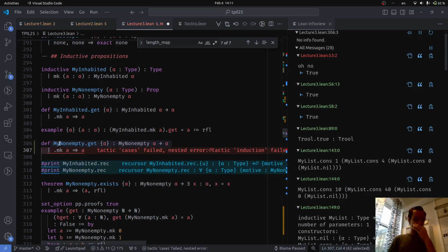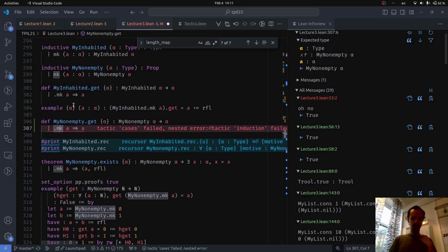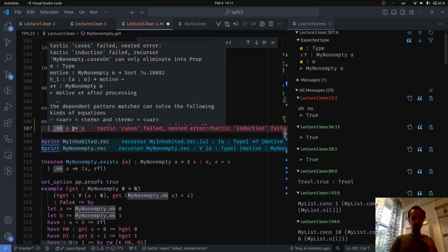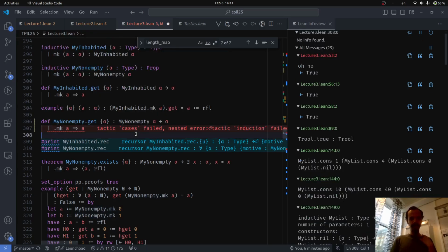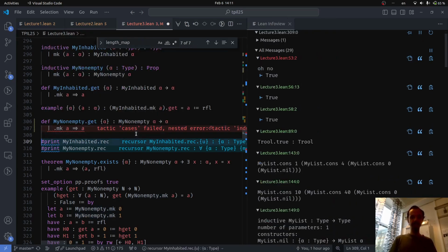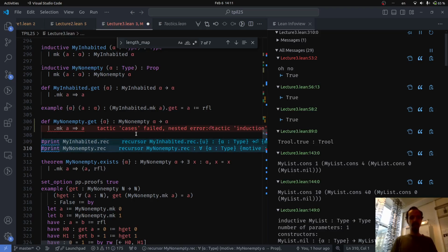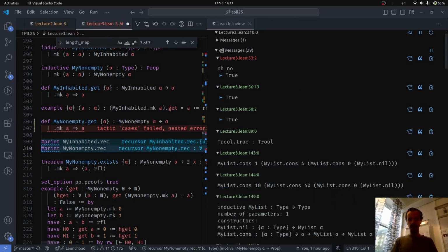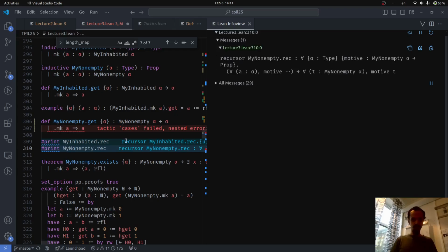But if we do exactly the same thing for my non-empty, it fails. It gives a slightly confusing error, I think. But among the things that it mentions, it says the casesOn can only eliminate into prop. And this hints at the differences between the recursors or the eliminators. So let me show you here.